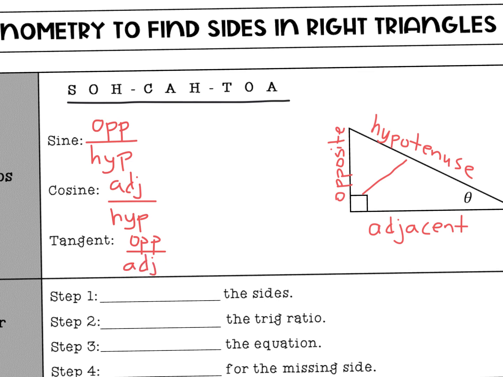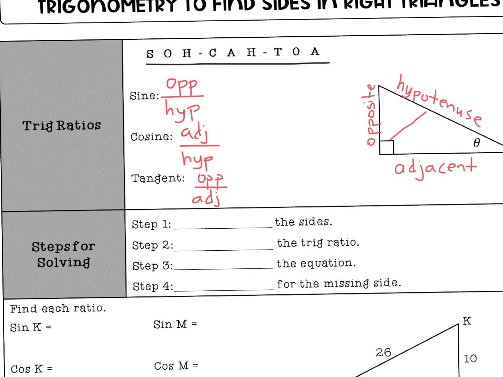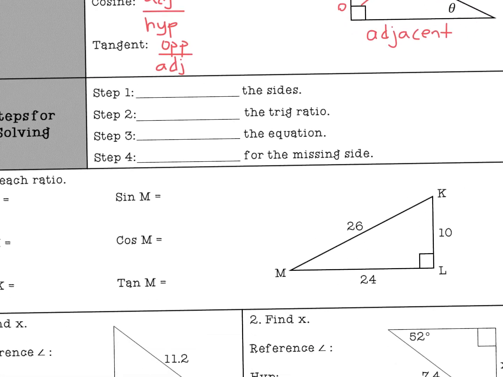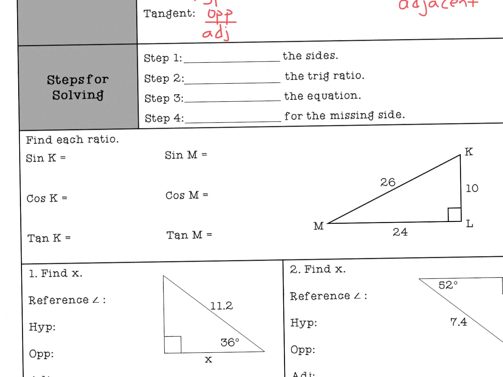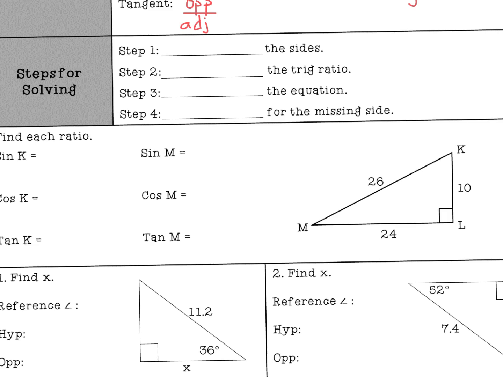Okay, so we're going to use those trig ratios to help us find missing angle measures now, or missing sides. So we're using these trig ratios just like we use 45-45-90 and 30-60-90. I'm going to skip the steps for solving for now. Let's go down to finding each ratio. Let's do K together. Where is angle K in this picture? It's that top one. Circle it. Put that theta in there. That's the angle we're going from. Everyone label that K.